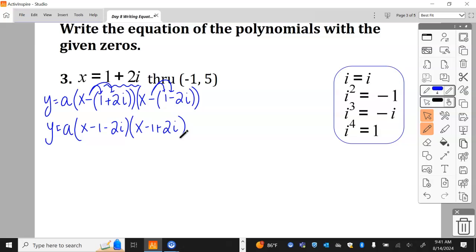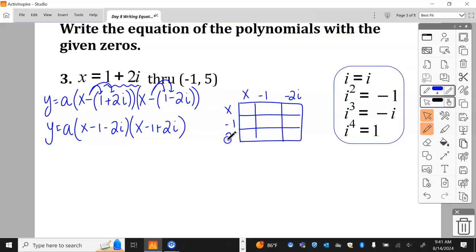So I would recommend making the box. And what do I mean by that? I mean, you have your first 3 terms, so x, -1, and -2i. And then you have your second terms that you need to multiply, x, -1, and positive 2i. And you can fill in the box there. x times x is x squared, and you can keep going that way. Or there's an option that lets you use the shortcut. And the shortcut will always work with conjugates.